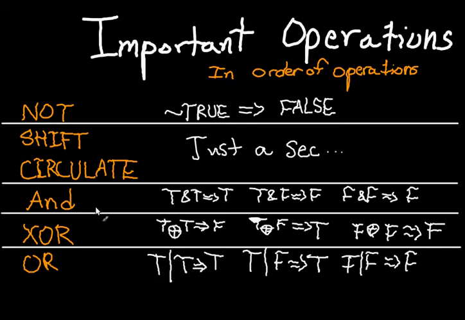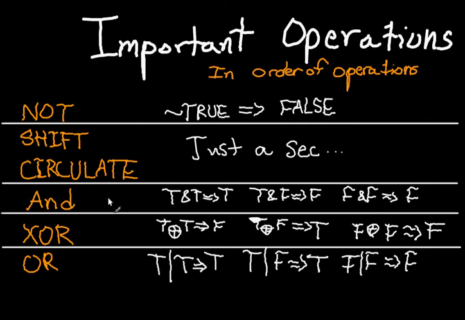We also have and. And basically needs both things to be true. So we've got one thing over here that's true, and the other thing which is also true, and that is true. But if one of them is true and the other one is false, that's false. And if both of them are false, then the final one is false also.